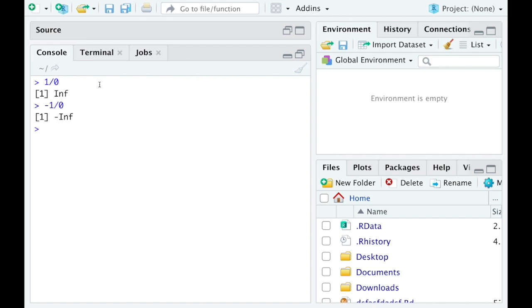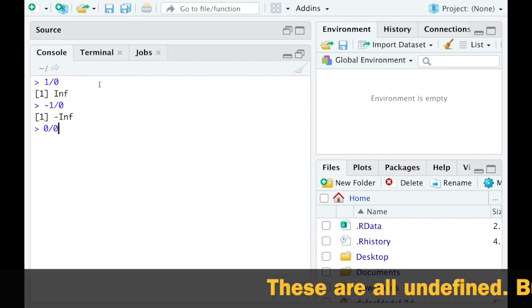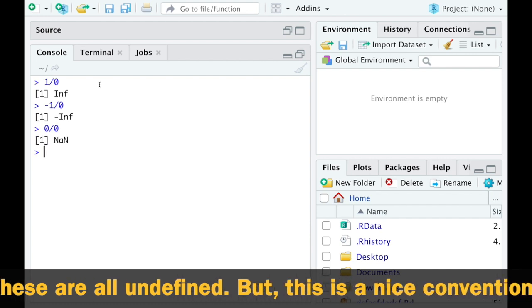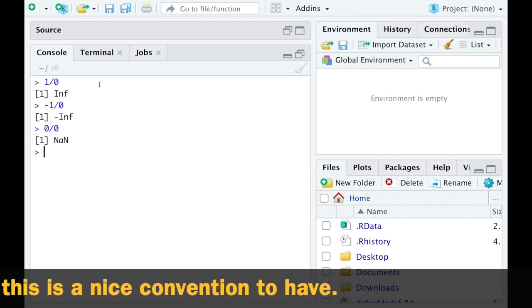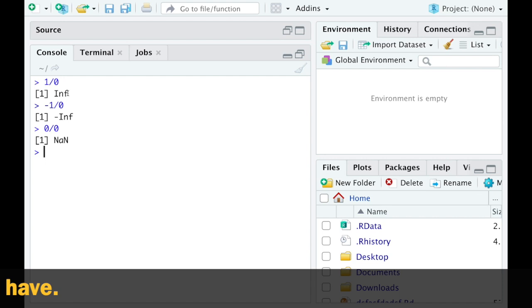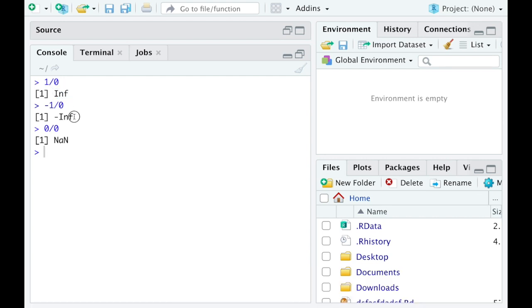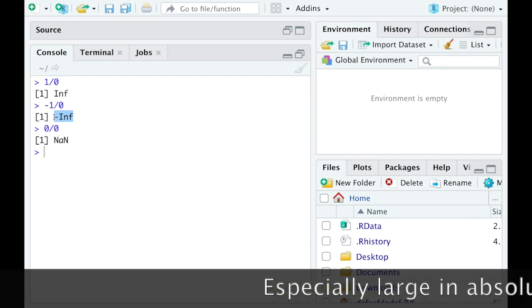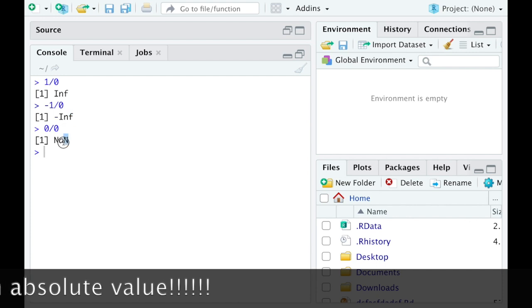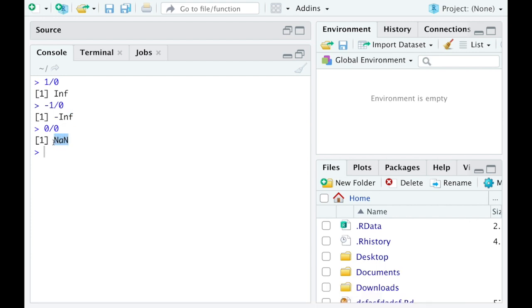Now, you might also say, well, what happens if you do something like this? This is normally something that's undefined in mathematical terms, 0 divided by 0. In this case, you get something called not a number. So it treats 1 divided by 0 and negative 1 divided by 0 as numbers that are just especially large, I guess you could say. But 0 divided by 0, it just calls undefined.